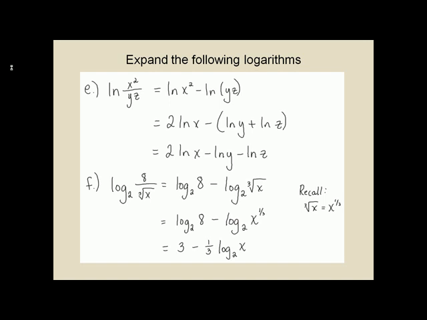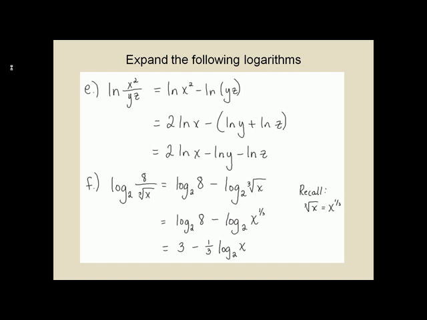Part F, we've got log base 2 of 8 over the cube root of x. Again, we've got log of division, which is property number 2. So I can break that apart using property 2, subtraction of 2 logs. So I'm going to have log base 2 of 8 minus log base 2 of the cube root of x. That's the log of the top minus the log of the bottom.